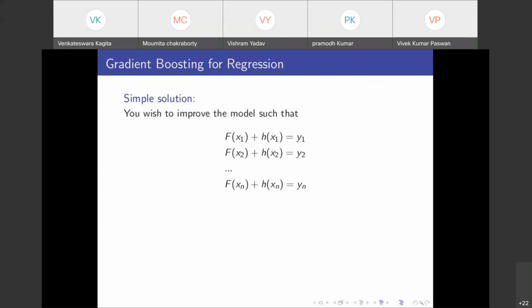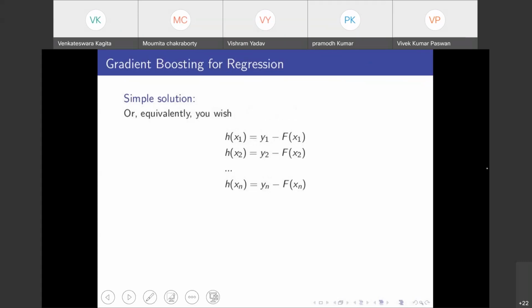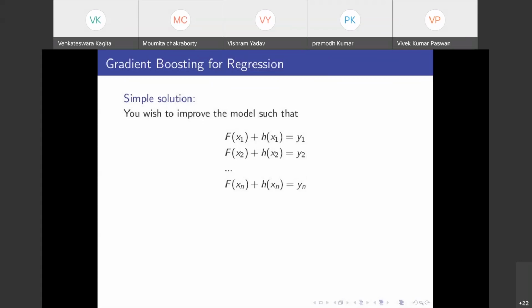Yes. Good. Right. It is satisfied. So equivalently, you can say that h of xi is equivalent to yi minus f of xi. We can write that, right? f of xi plus h of xi is equivalent to yi. So therefore, h of xi is yi minus f of xi.